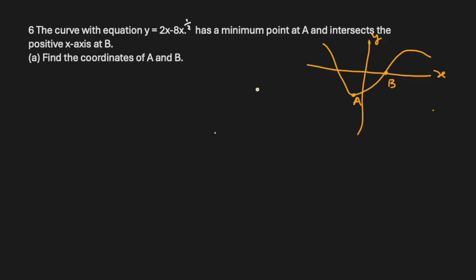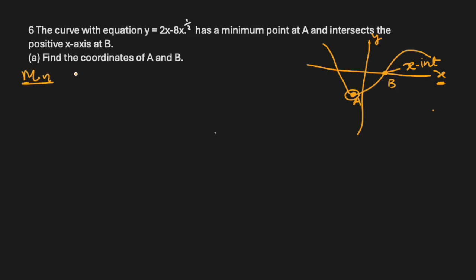Find the coordinates of A and B. So this A and this B. This is actually the x-intercept we are saying, which is on the positive side of the x-axis, and this is the minimum point. So let's talk about the minimum point first.